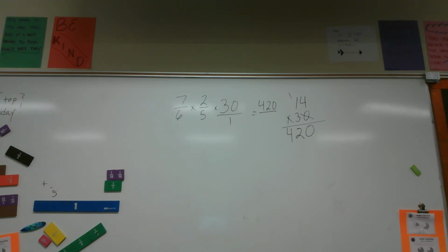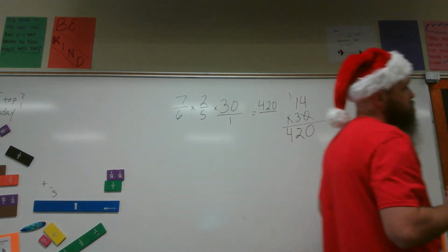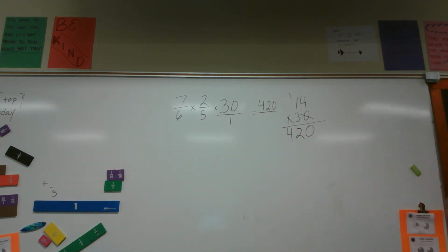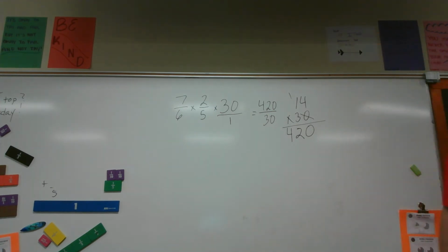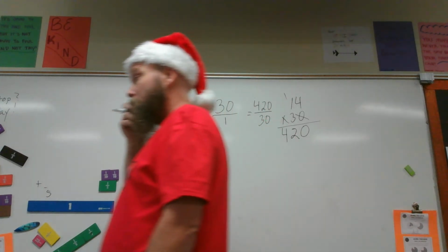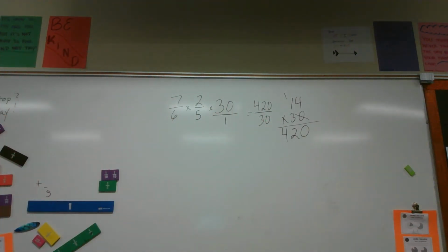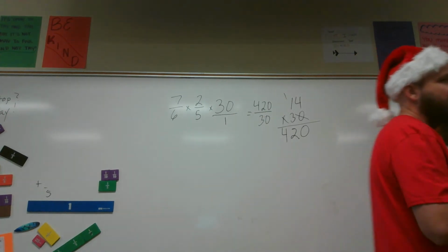My denominator is pretty easy. 6 times 5 times 1 is 30. And that is an improper fraction. Since it is an improper fraction, I can change that improper fraction to a mixed number by dividing.